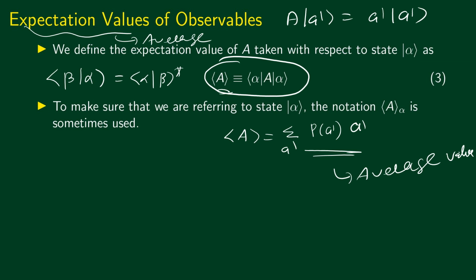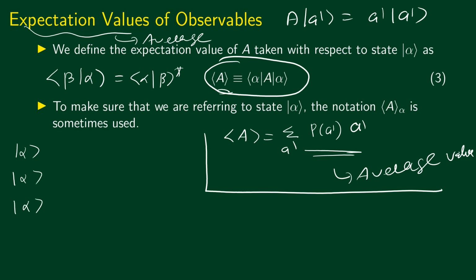What do we mean by an average value? Suppose this is the theoretical calculation that we have done. Suppose you make a measurement, and you have a large number of identically prepared systems. You measure A on this system and you discard it. You measure A on the next system, and then you discard that also because the state has changed. In this way, you measure the observable A on each of these identically prepared systems.